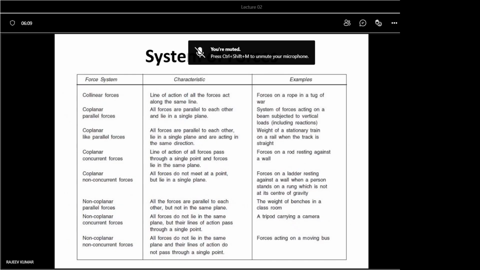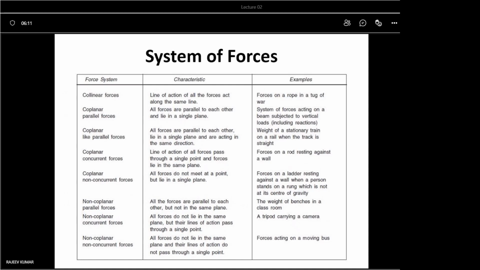Now, the system of forces, characteristics and examples of that. Collinear forces means all the forces are acting in a line. The line of action of all the forces acts along the same line. Example: forces on a rope in a tug of war. Coplanar parallel forces: all forces are parallel to each other.